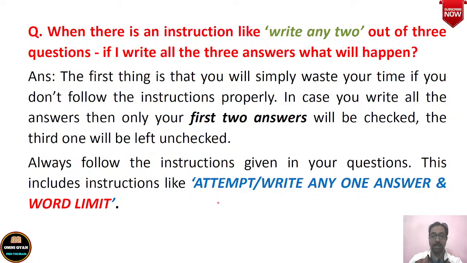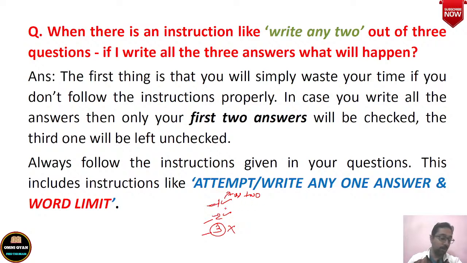I'll explain again. Question number 1, question number 2, question number 3. How many do you have to write? Any 2. Now say for example you write all the 3 answers. What will happen? The examiner will check only question number 1 and question number 2. Question number 3 the examiner will not check, because you are asked to write only 2. You have written all the 3, so the examiner will check question number 1 and question number 2 only.